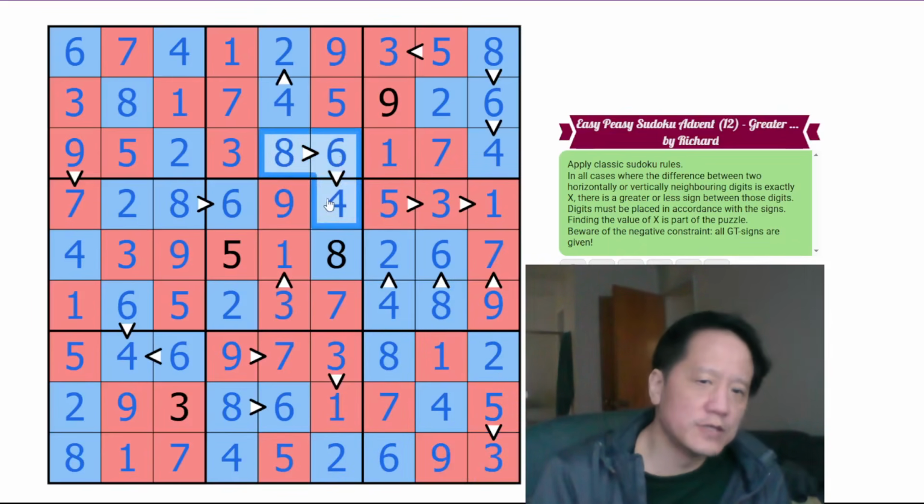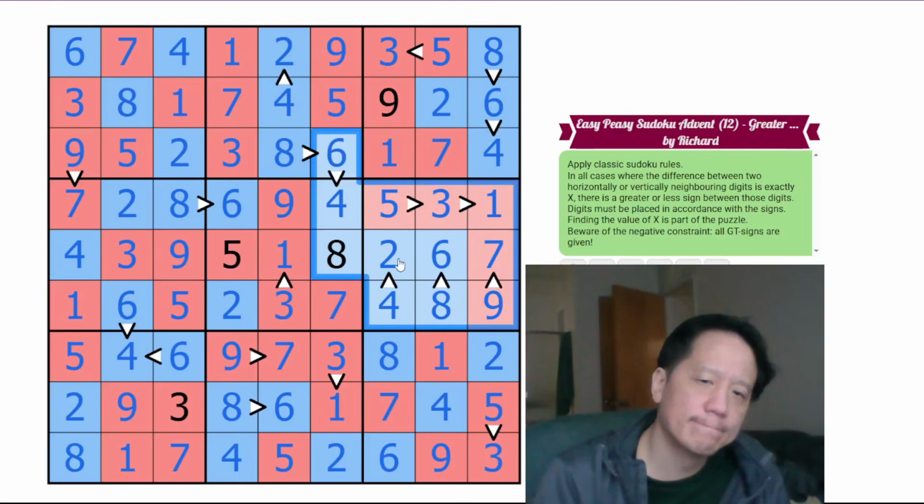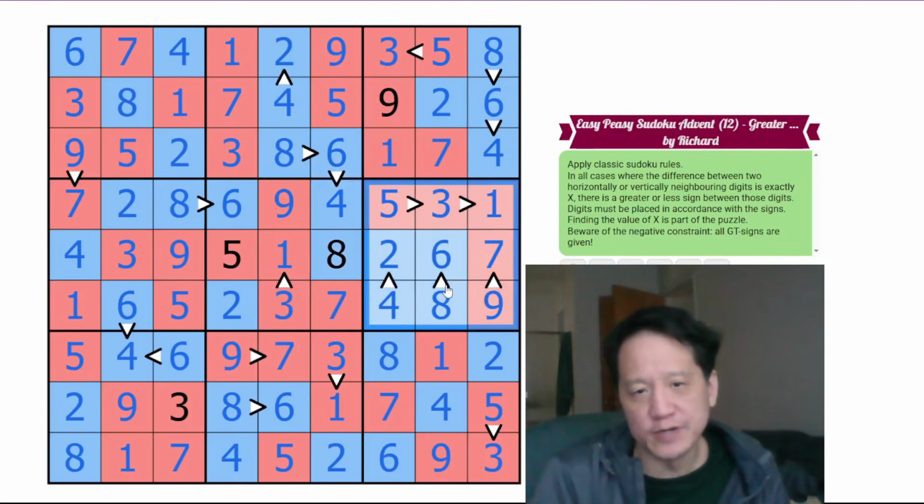Yeah, it's interesting. This was an interesting concept of having these greater than signs force those scenarios. Yeah, I mean, just overall, it's a nice little puzzle.